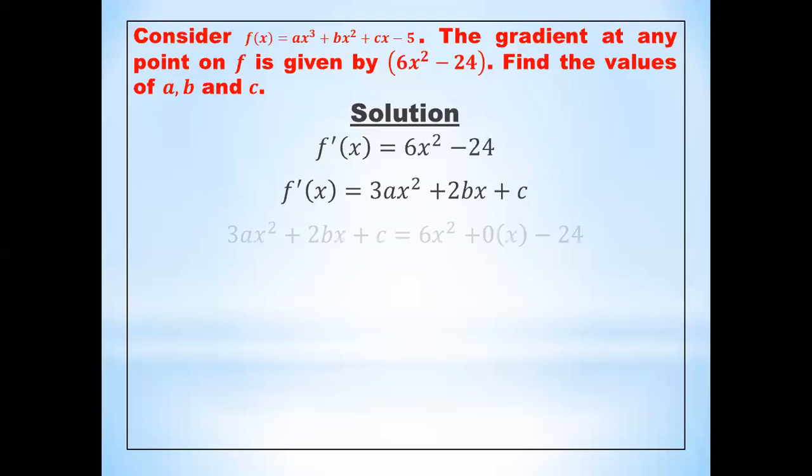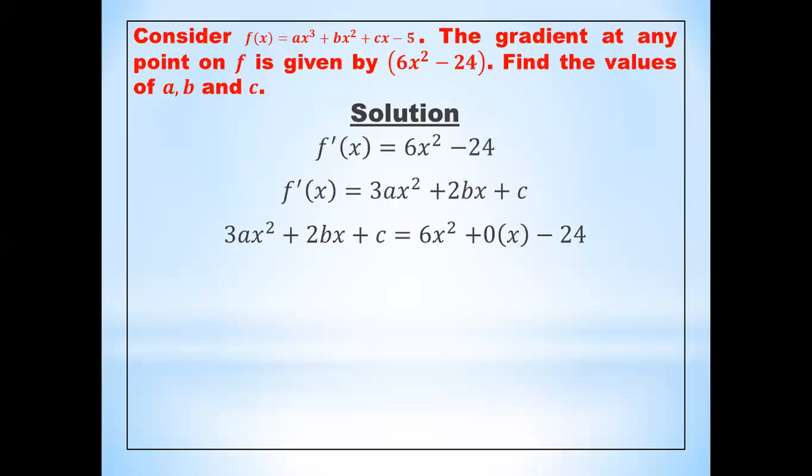Okay. Now we move on. So the two derivatives here, the first one, which is f prime of x equal to 6x squared minus 24, and the second one, f prime of x equal to 3ax squared plus 2bx plus c, both of them are called gradients. The first one was given in the question. The second one was derived by you. So now, since both of them are gradients, just equate them.